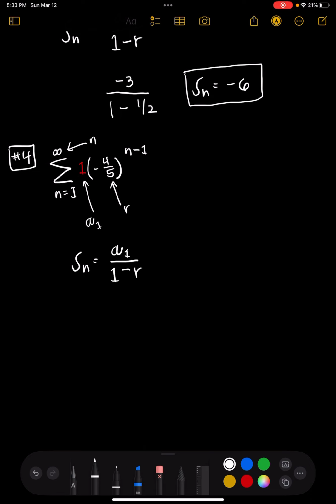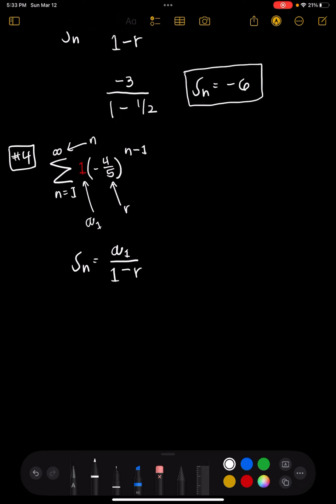But before we can use this formula, we want to make sure that r is somewhere in between -1 and +1. So -4/5, which is our r, is greater than -1, but less than 1, which means that we can use it. I know that sometimes fractions are a little bit harder, but if you were to plug -4 divided by 5 into a calculator, it would give you -0.8.